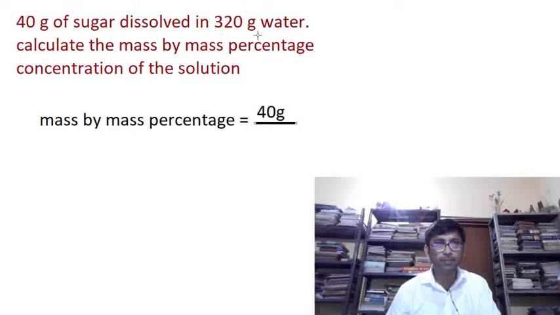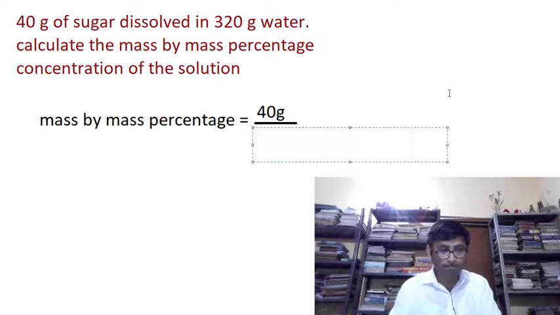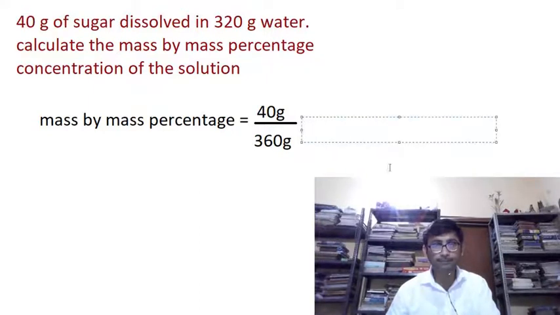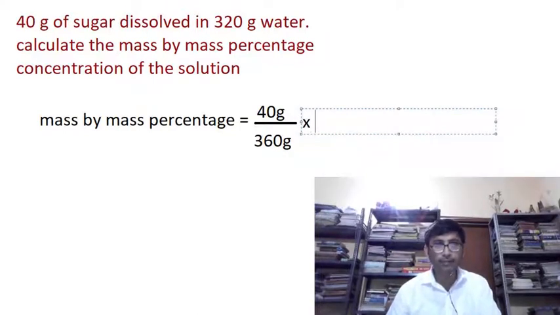What will be the mass of the solution? The mass of the solution will be the sum of the mass of solute and the mass of solvent. So mass of solution will be 40 gram plus 320 gram, that is equal to 360 gram. So in the denominator we will have 360 gram. How did we get that? 40 plus 320 is equal to 360, and this we have to now multiply by 100.